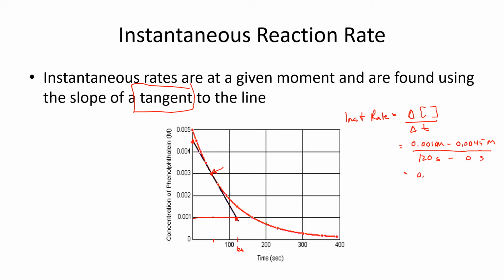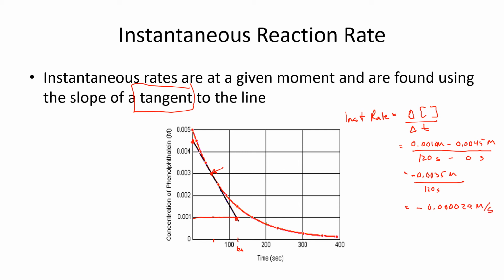So that means 0.001 minus 0.0045, negative 0.0035 moles per liter divided by the 120 seconds. And so that instantaneous rate will be 0.0035 divided by 120 equals, so negative 0.123429 moles per liter per second.